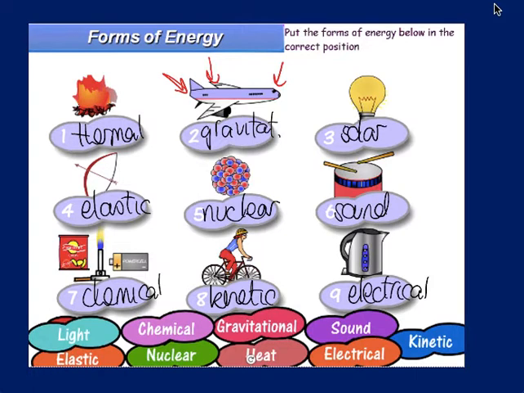Number 6, sound. Number 7, chemical. So remember, any type of fuel source, so food is a fuel, is chemical energy. Number 8, kinetic. And number 9, electrical. And the other hint is that if there's a wire, then there has to be electrical energy involved somewhere.